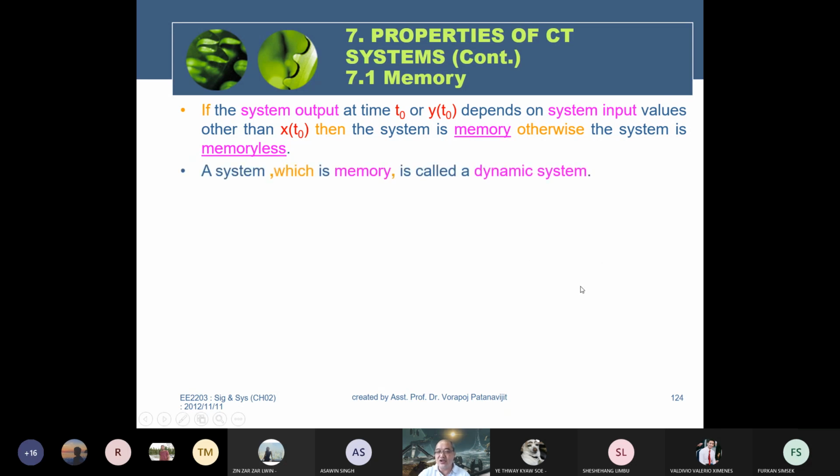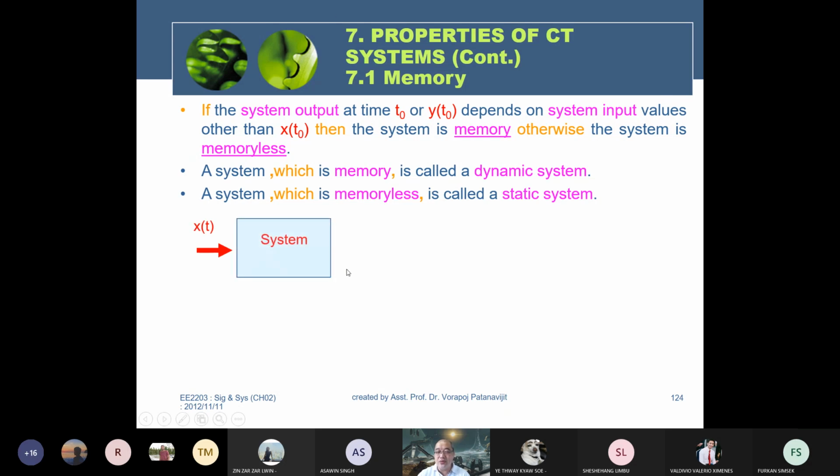A system which has memory is called a dynamic system, and a system which is memoryless is called a static system. When you would like to check whether the system has memory or not, you check whether the system involves a time-shifted version of the input or not. If it does not, the system is memoryless. You can see that in this case, y(t) at time t depends only on the input at that time.